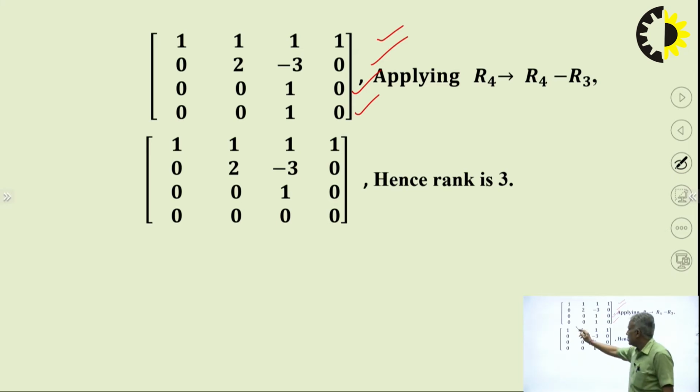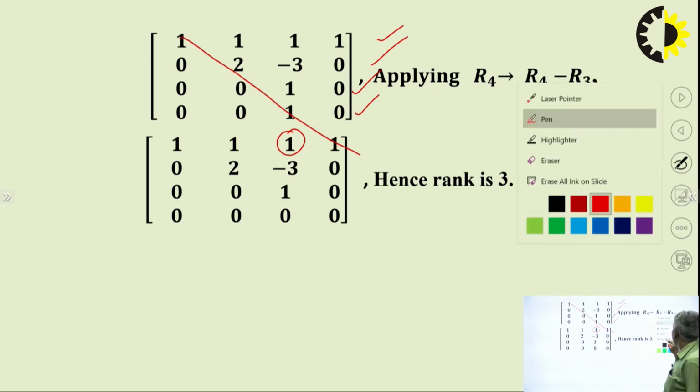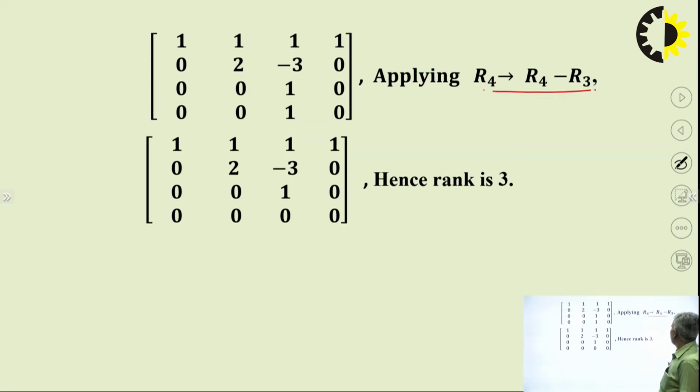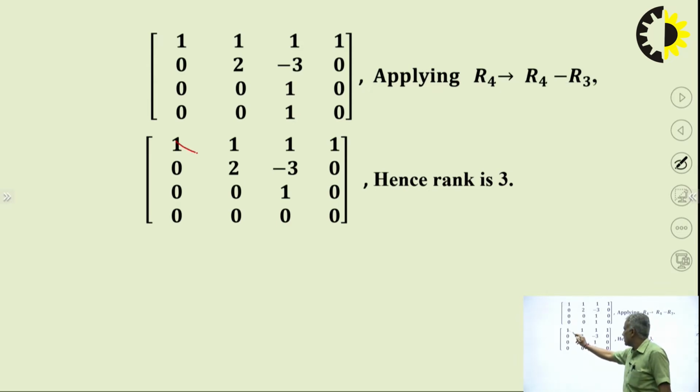Now our aim is to reduce all elements below the principal diagonal to 0, right? So first of all reduce this element into 0. How to calculate, we see very carefully. I apply here R4 arrow R4 minus R3. So 1 minus 1 is equal to 0. So I write here, now finally all elements below the principal diagonal are vanished, that means 0. So this is the echelon form, and the number of non-zero rows is 3. So the rank of this matrix will be 3. In this way we can calculate the rank of a square matrix.